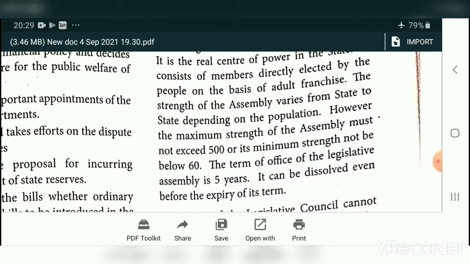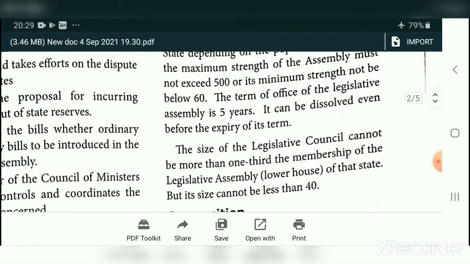Note this one. The term of office of the legislative assembly is 5 years. It can be dissolved even before the expiry of its term. The legislative assembly can be dissolved at any time. It depends upon the majority.